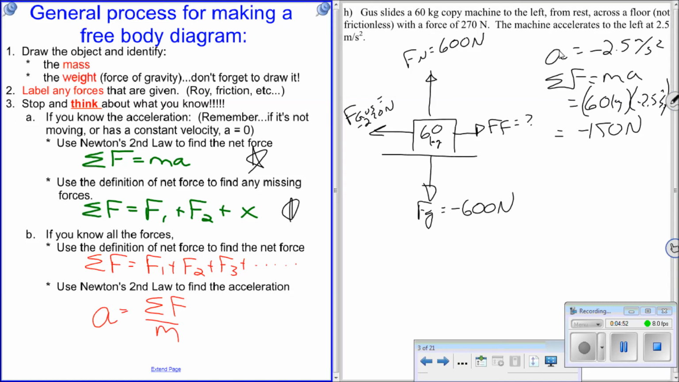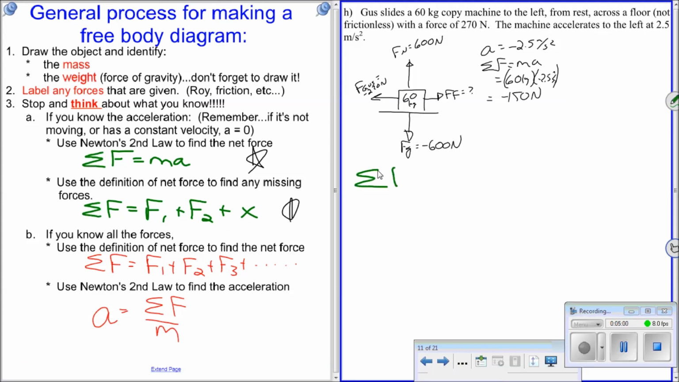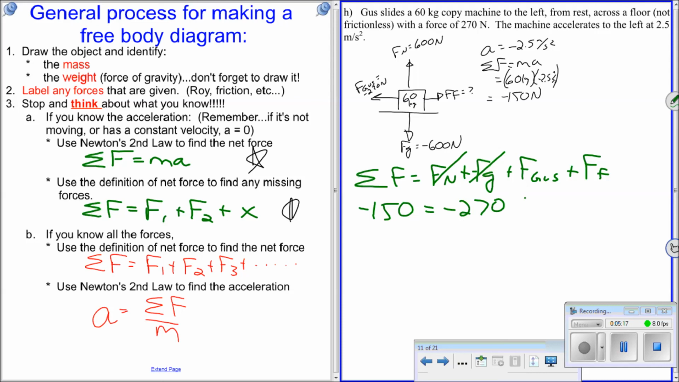So now, let me clear up the board a little bit. All right, so now net force is the normal force plus the gravity plus Gus plus friction, right? These guys cancel out, so I'm not going to worry about them. My net force is negative 150. That's got to equal the force of Gus, which is negative 270, plus my force of friction, which is X. Add 270 to both sides, and you find out that X is 120 newtons. All right, so there you go.